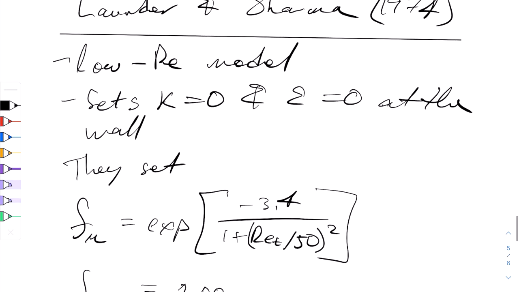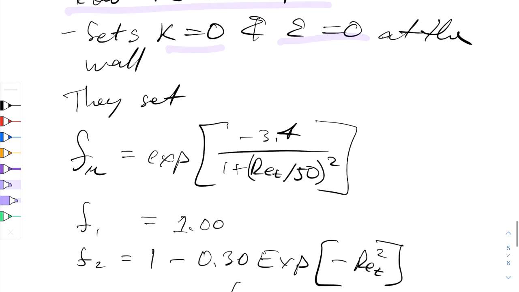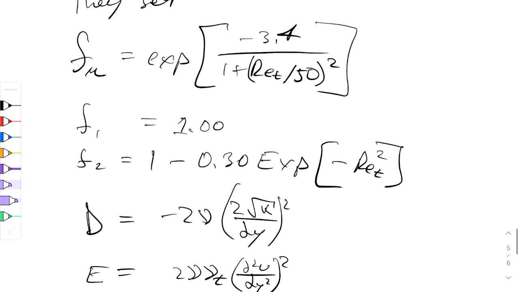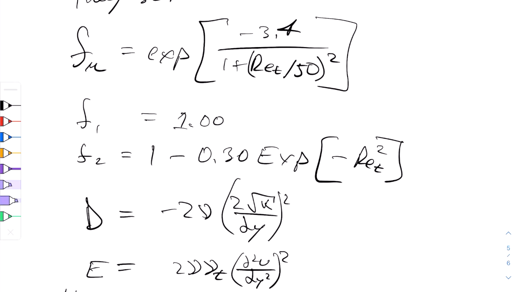It is indeed a low Reynolds number model. We set k and epsilon to be 0 at the wall, which is a very physical definition, but of course then we had to modify D and E, and we find an effective dissipation of epsilon minus D. And they propose the following modeling constants with the physical arguments we presented. They say f mu goes as exp of negative 3.4 over 1 plus Ret divided by 50, squared.